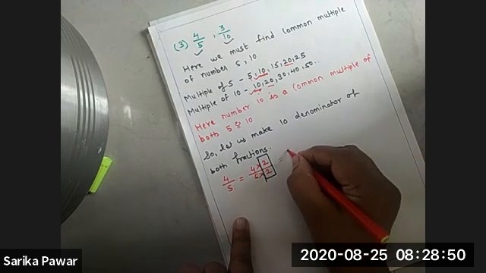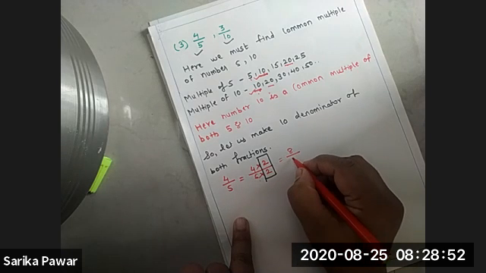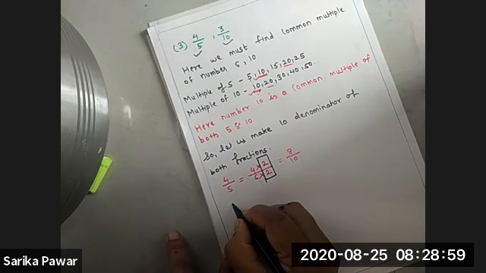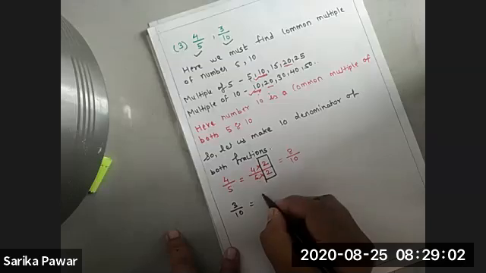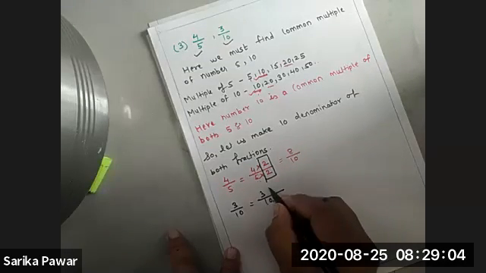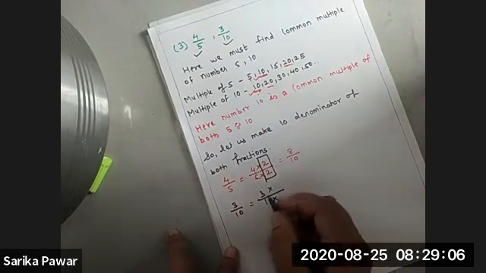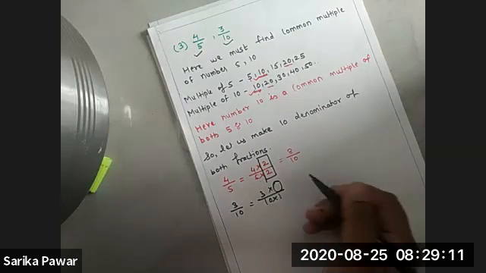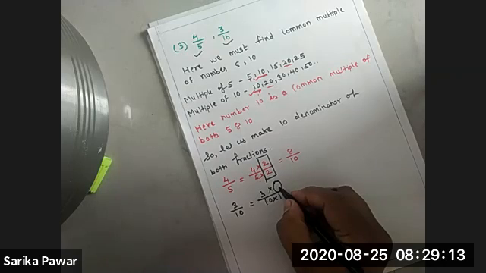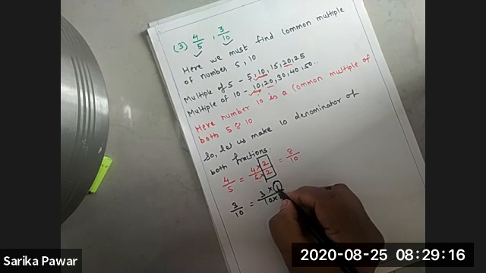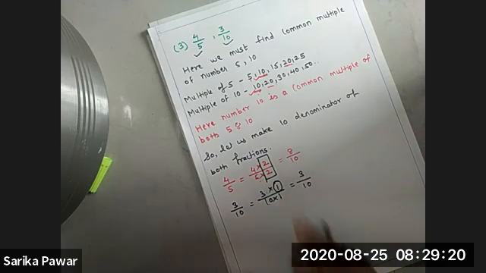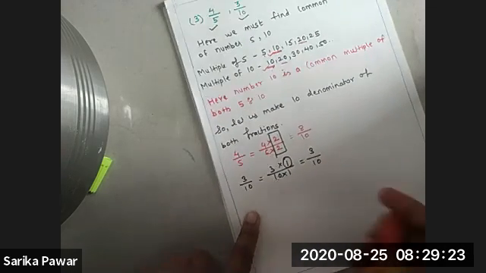4 twos are 8, 5 twos are 10. See next. 3 upon 10. See here, 10 ones are 10. Multiply by 1. So here which number you will multiply? Tell me now. Which number? Same number. Very good, 1. 3 ones are 3, 10 ones are 10. So now here is the answer.